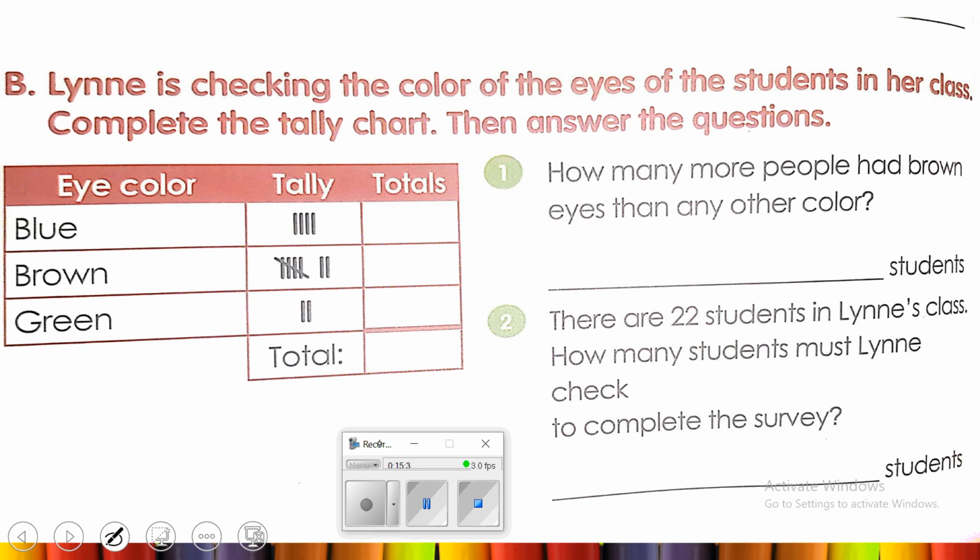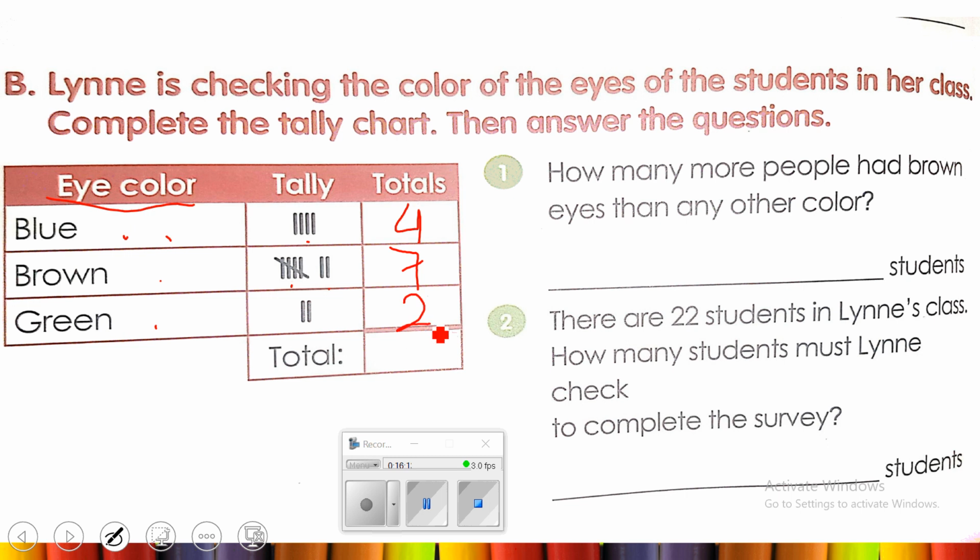Lini is checking the color of the eyes of the students in her class. Complete the tally chart, then answer the question. So she's looking into the eyes and seeing how many different colors we have in the class. The eye color: we have blue, brown, green. You know the colors already. So blue, how many blue? Amazing, 4. How many brown? It's a group of 5 plus 2. Perfect, 7. And how many green?